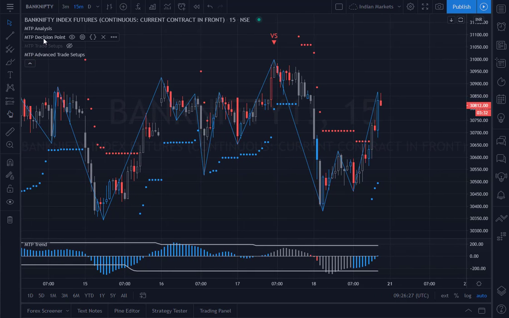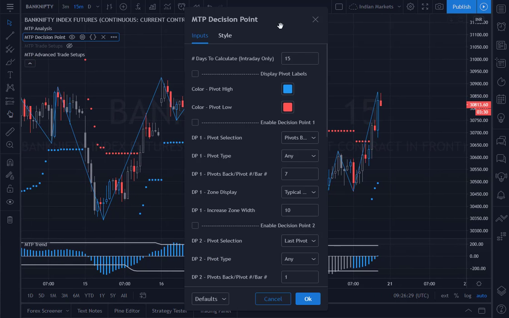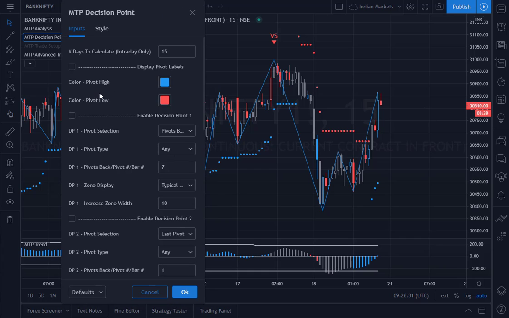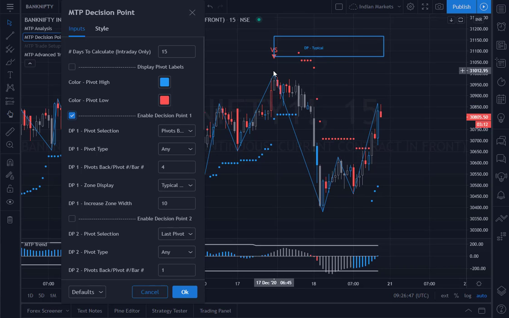For this we go to our decision point script, which is here. We double click on it and we can place these off previous pivots to show areas of support and resistance in advance. I'm just going to go back 1, 2, 3, 4 pivots back and show you how they're on the chart in advance. So from this pivot high, can you see how this resistance level is on the chart before the market even gets there? It's on there in advance.